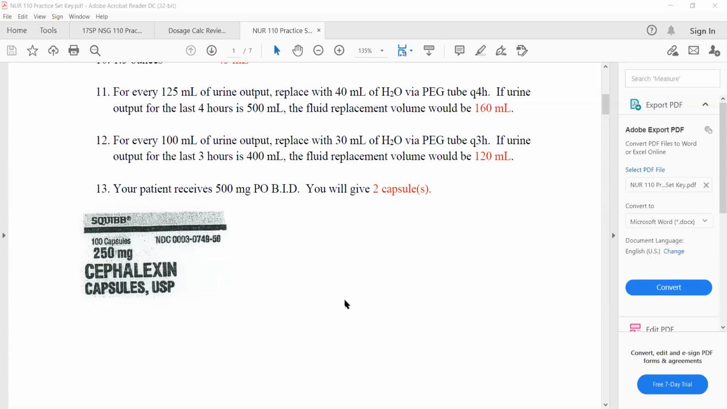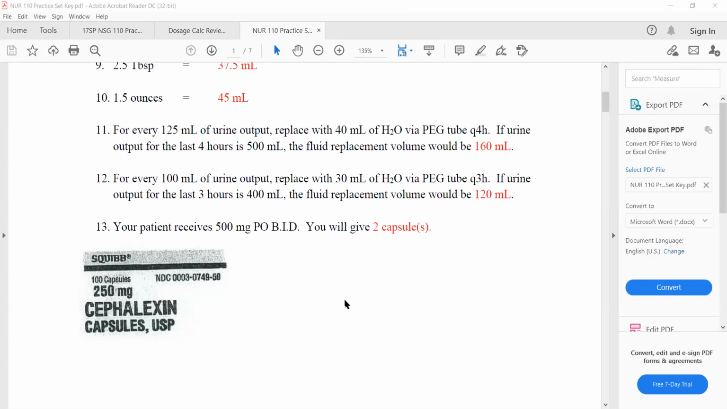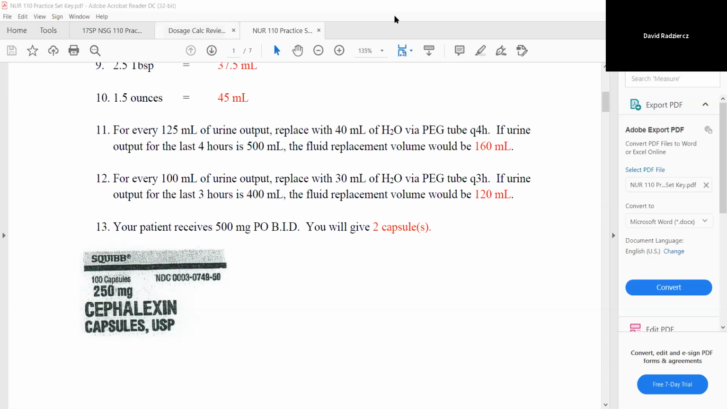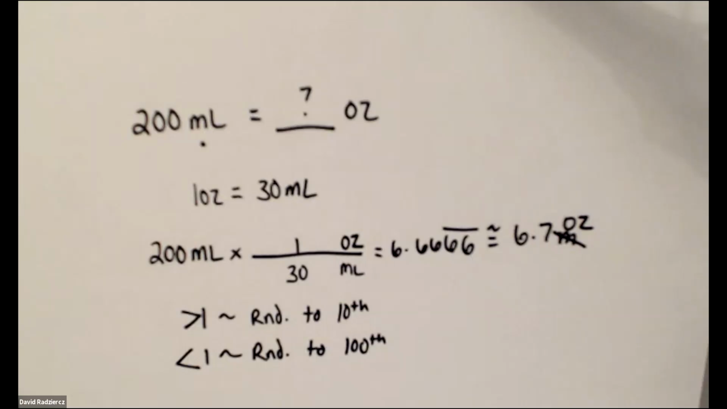Okay. So I had someone ask me about 10 and 11. So I'm going to go ahead and work those out real quick. Okay. So 10 is going from 1.5 ounces to milliliters. And then 11 is calculating urine output. So let me turn on my screen and stop the share here. And this should still be spotlighted. Okay, good.